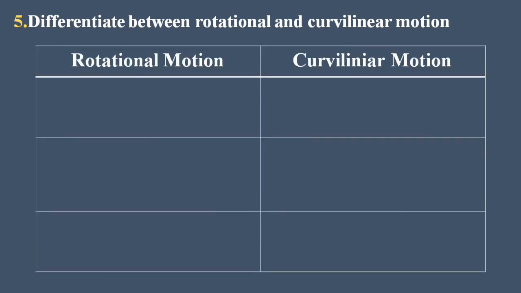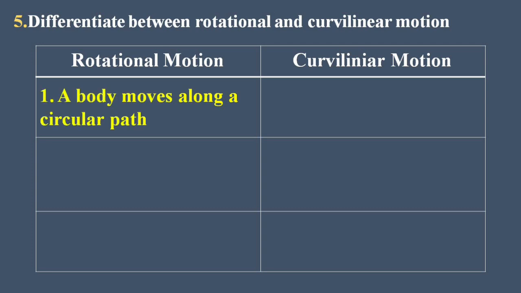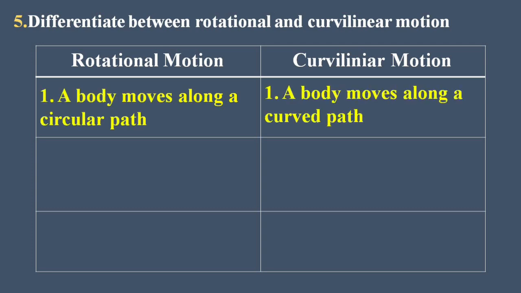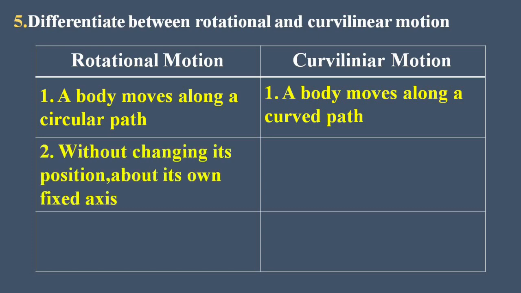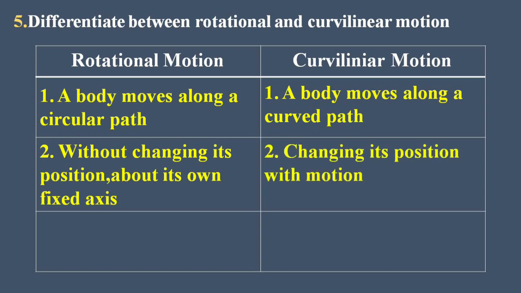Differentiate between rotational and curvilinear motion. First, rotational motion, then curvilinear motion. Let's see the first, rotational motion: a body moves along a circular path is a rotational motion. For curvilinear motion, a body moves along a curved path. Second, a body moving without changing its position, about its own axis, is a rotational motion. Changing its position with motion is a curvilinear motion.